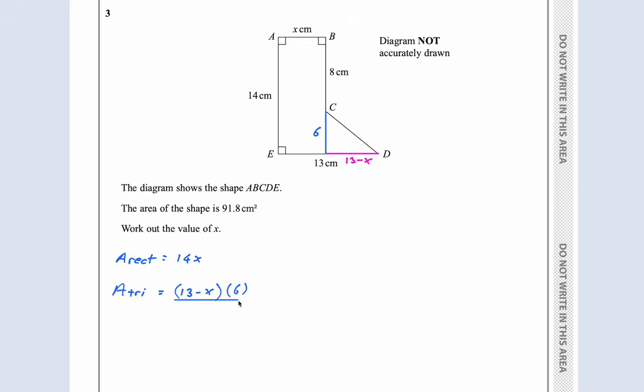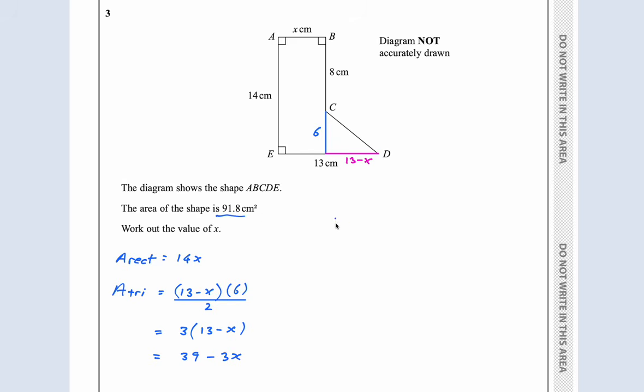divided by 2. So I can just divide the whole thing by 2 like this, and I can simplify this. I can just do the 6 divided by 2 is 3. That's probably the easiest thing to do. Like so. And then I have 3 times 13 is 39. 3 times minus x is minus 3x. Okay, so that's the area of the rectangle and the area of the triangle. The total area is 91.8, so I just add them.